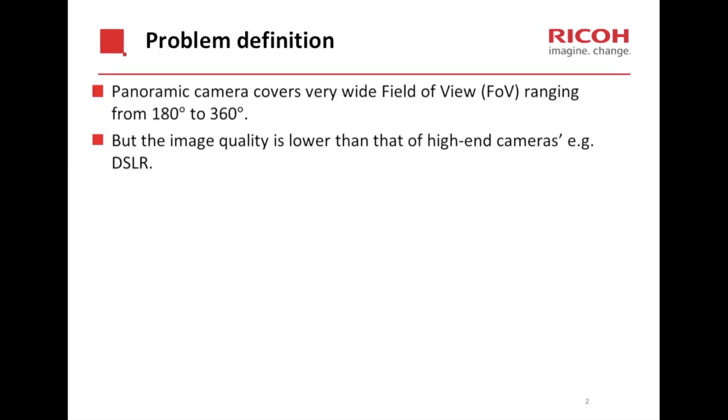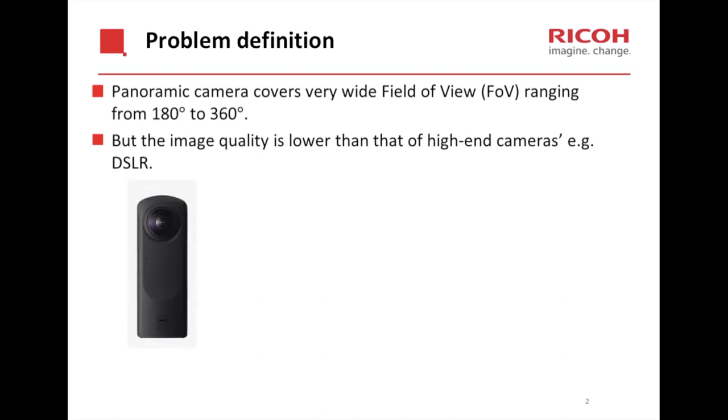Panoramic cameras have a very wide field of view, ranging from 180 to 360 degrees. Among all panoramic cameras, the fisheye panoramic camera is a low-cost, consumer-level camera which has poor image quality in terms of texture details, image clarity, noise level, and chromatic aberration.